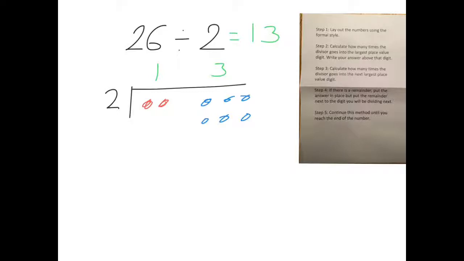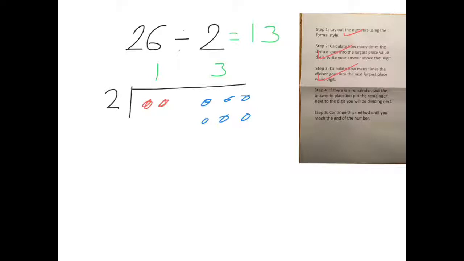Let's get a different colored pen and let's tick them off. So step 1, lay out the numbers using the formal style. Yep, we've used the bus stop method, that's good. Step 2, calculate how many times the divisor goes into the largest place value digit. We've done that. Step 3, calculate how many times the divisor goes into the next largest place value digit. We've done that. Step 4, if there is a remainder.